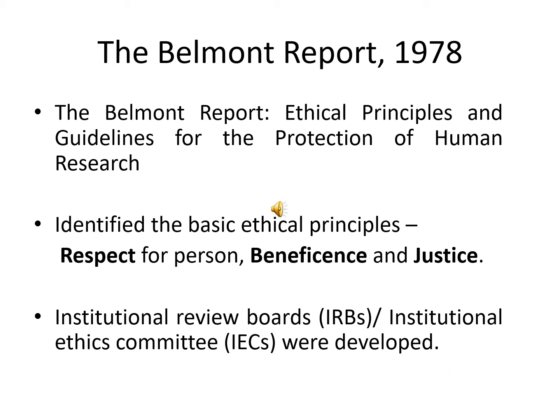It identified three basic ethical principles: respect for the person, that is autonomy, beneficence and justice. These were the three core elements that were first stated by the Belmont Report. And again, it also re-emphasized the establishment of the institutional review board or the institutional ethics committee.